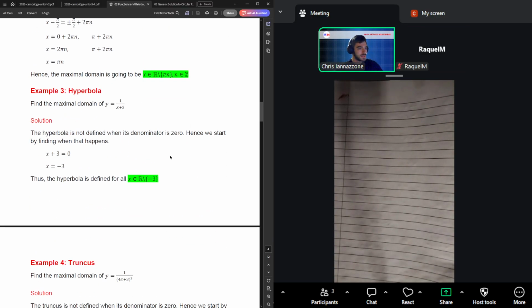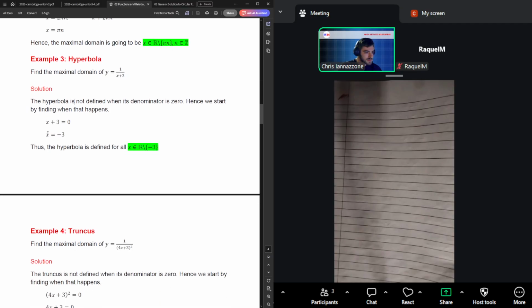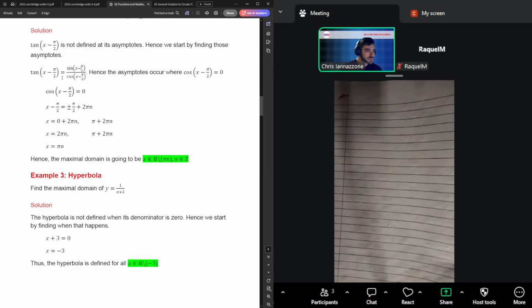Sweet. The rest of them should be pretty easy for 3 and 4. Again, it's the whole divide by 0 thing. Anytime you have those vertical asymptotes, divide by 0 is the issue. So if it's divide by 0 that's the issue, where does it go to 0? Well, you just set the denominator equal to 0, solve, and then once again, exclude that. It's the exact same concept, but a lot easier to solve because it's not a circular function.